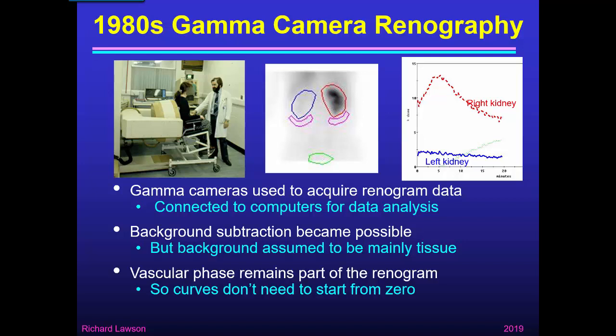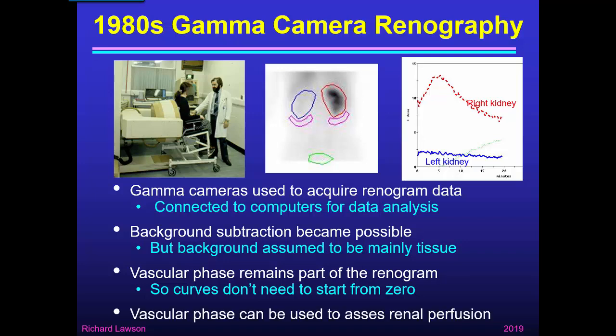But inevitably this means that the vascular phase still remains part of the renogram in the same way as it did for the probe renograms. So the curves don't start from 0, and we still have this vascular phase representing blood flow into the kidney, and that could be used to assess renal perfusion as part of the renogram.